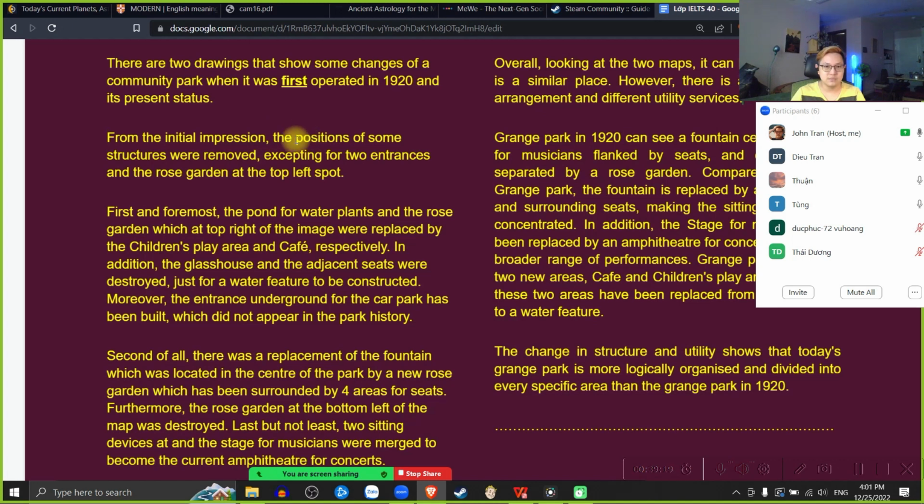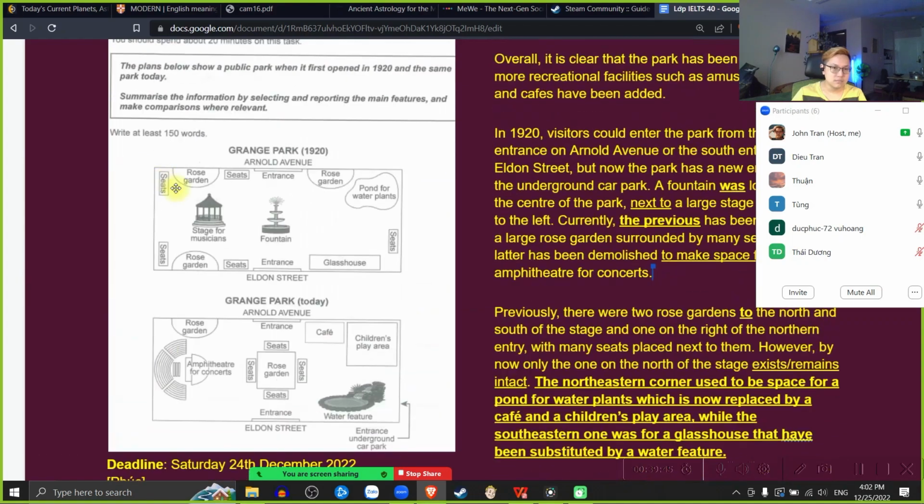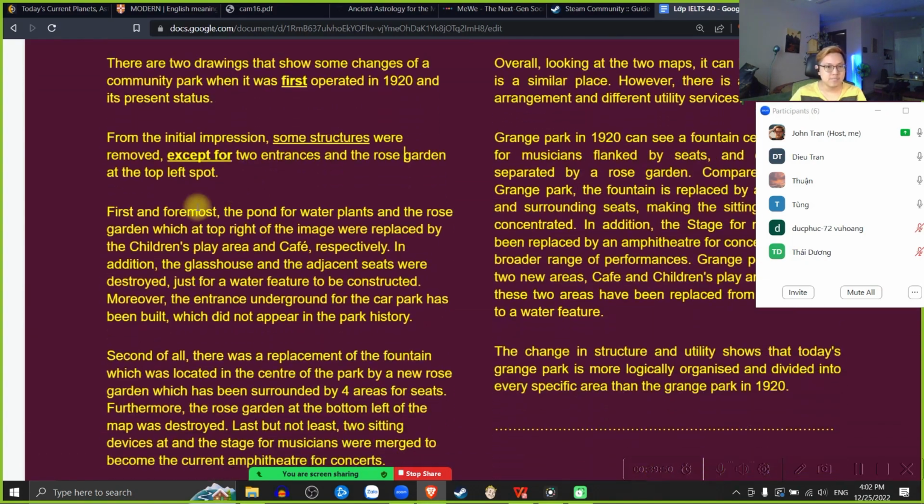So, logic problem, you see? Vấn đề về logic đấy. Some structures were removed, except. Không có accepting, là except for thôi. And the rose garden this left spot. Đúng rồi, top left spot. First and foremost, đầu tiên và trên nhất hết.